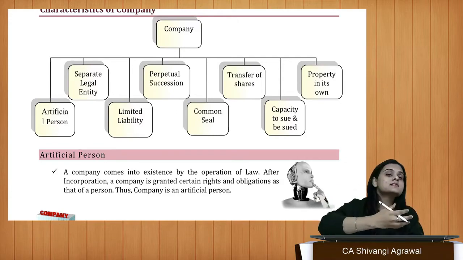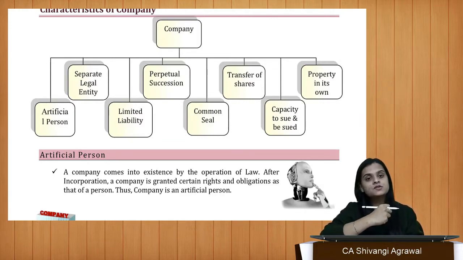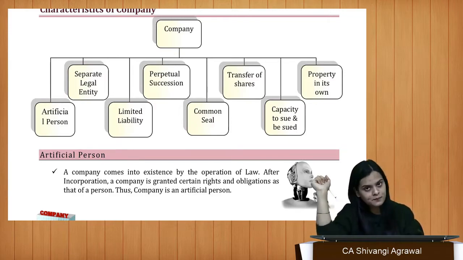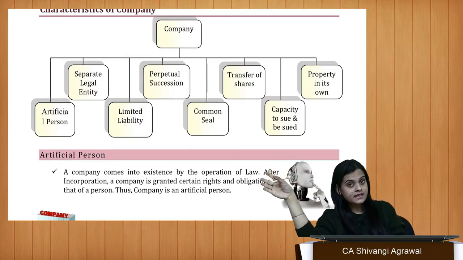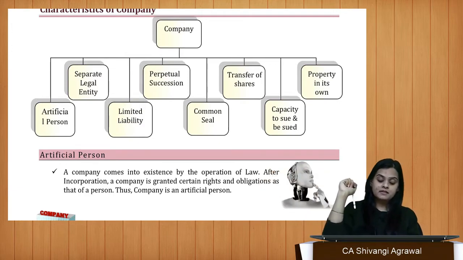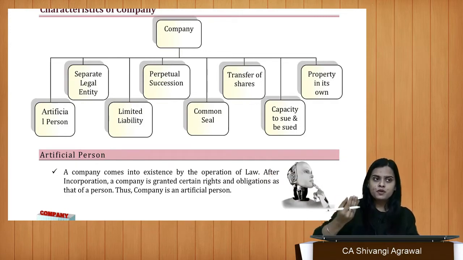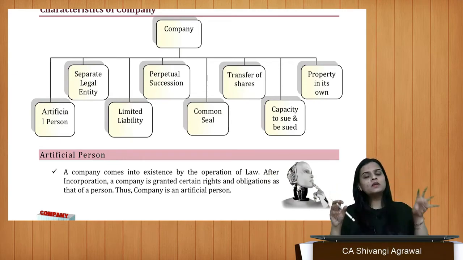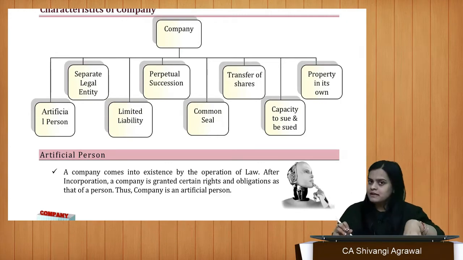It comes into existence by some artificial process, that is by some legal birth, right? So that legal process is known as incorporating a company. How a company is incorporated, that we will study later, right? But a company comes into existence by operation of law. So under law, some procedure will take place and that will help us to bring a company into existence.